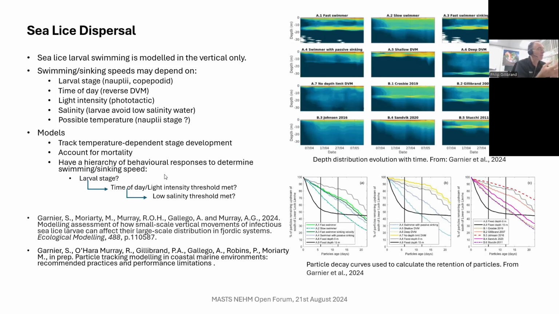So in the models, first of all, we have to track the temperature dependent stage. So we think that the nauplius stage lasts about 40-degree days. So if the water's 10 degrees, then they would change stage after 4 days. If it's 8 degrees, they change stage after 5 days.